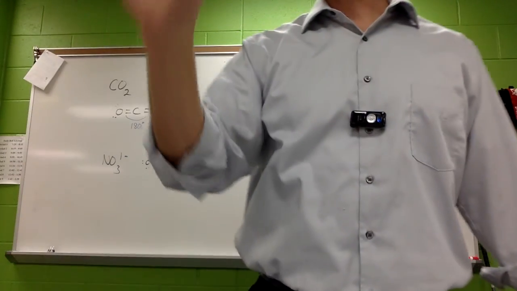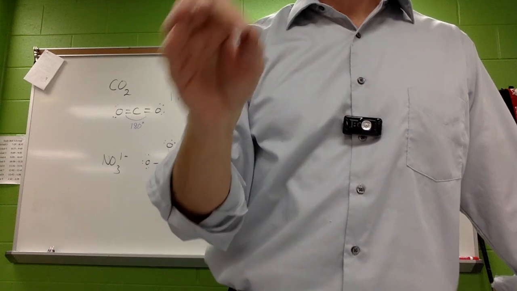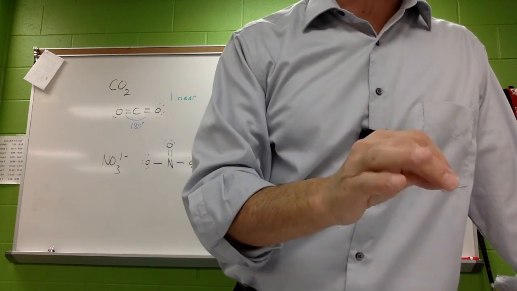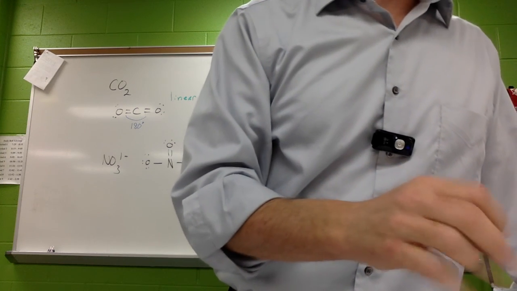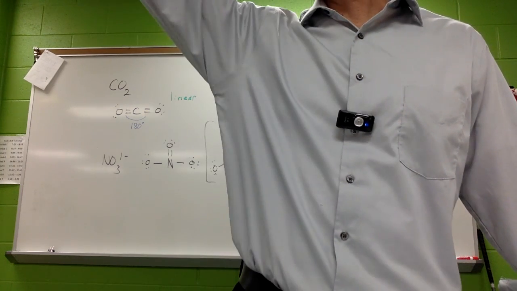Hey, listen. The second set of Lewis structures that I had you guys draw, I believe it started with ClO3 1-. Does that sound familiar? ClO3 1-.